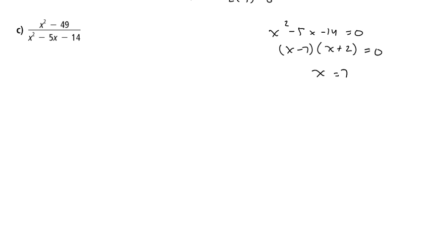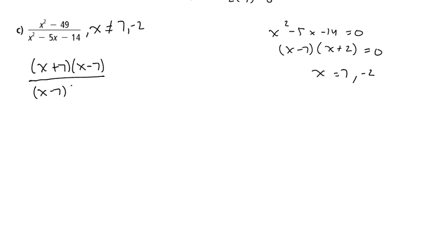So if x equals 7 or negative 2, we're going to have problems. So I'm going to say that x can't be 7 or negative 2. Okay, and now I'm also going to factor the top. That's going to give us a better chance of reducing things. So that's the same as (x plus 7)(x minus 7), using difference of squares, and that's all over (x minus 7)(x plus 2).